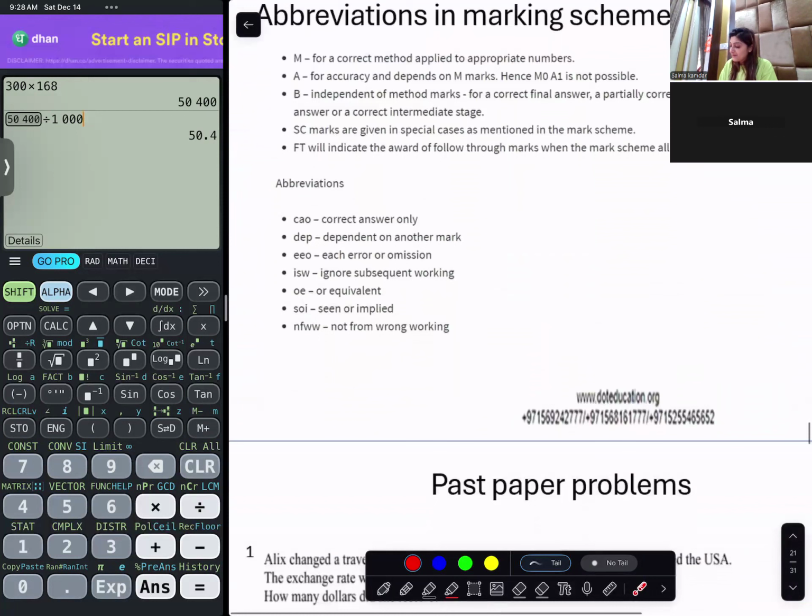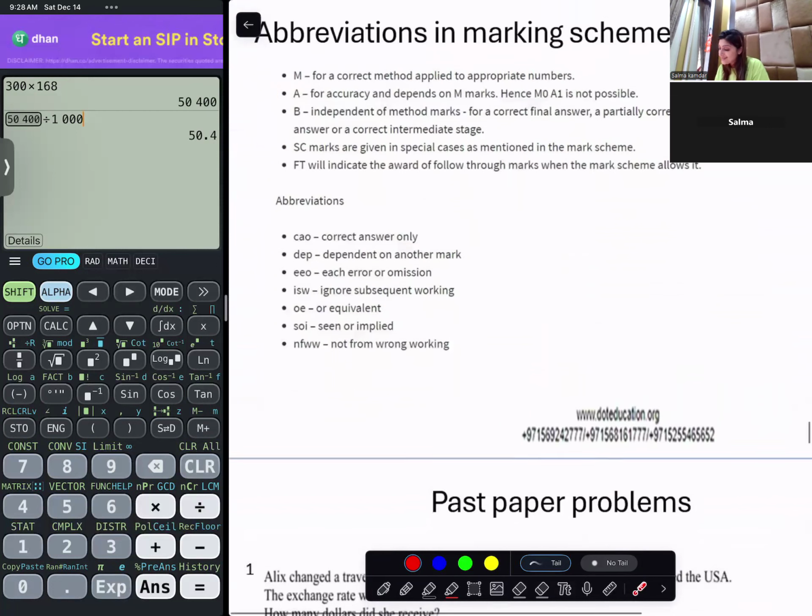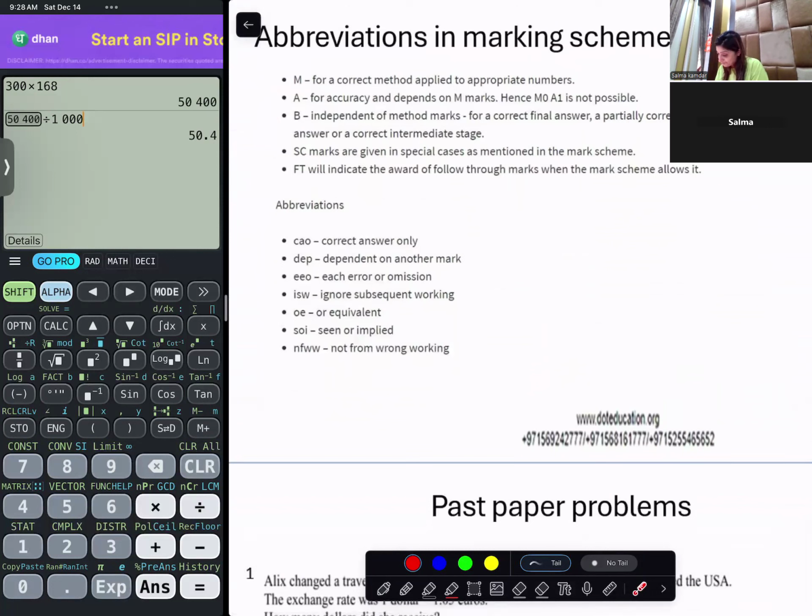These are some abbreviations in the marking schemes that you should know. Pause, read, and then go back. A is for accuracy and depends on the method marks. So if you get M0, A1 is not possible. Okay. If you get 0 marks, you cannot get an A1. B is independent of method marks. If you have a correct final answer, you get a B.